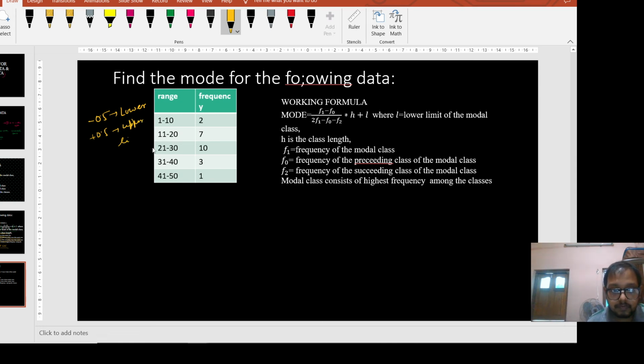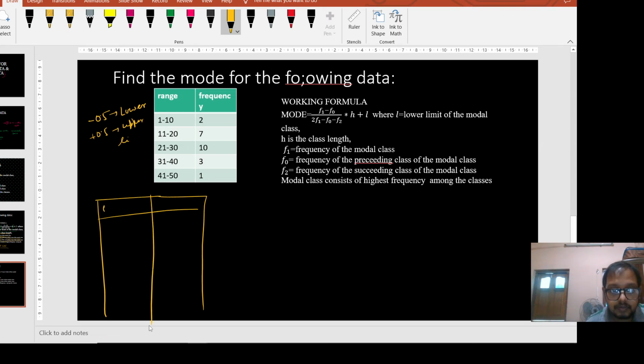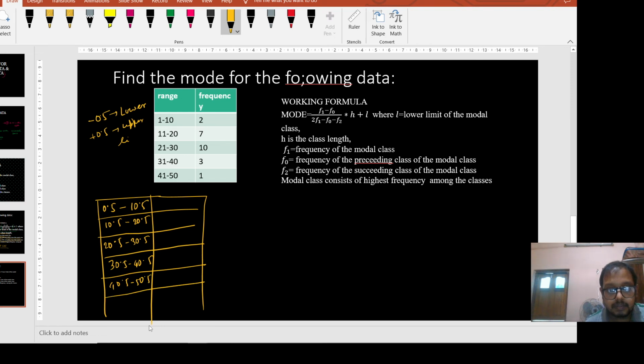And here the new range will be 0.5 to 10.5, 10.5 to 20.5, 20.5 to 30.5, 30.5 to 40.5, and 40.5 to 50.5. So see here that the frequencies will remain the same: 2, 7, 10, 3, 1.